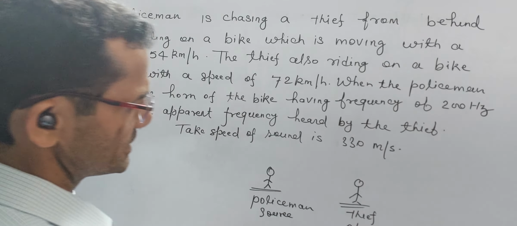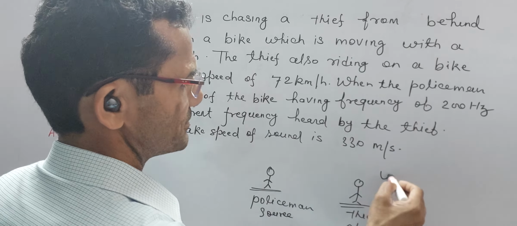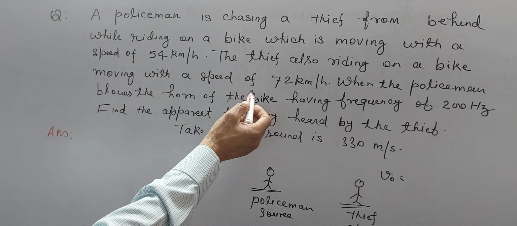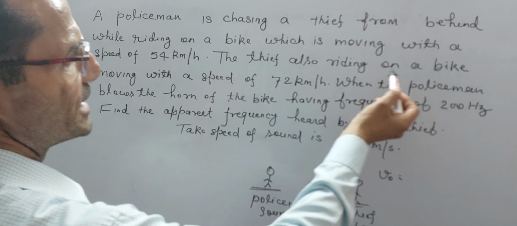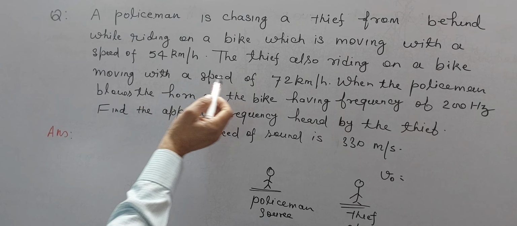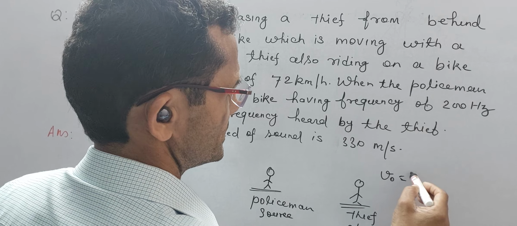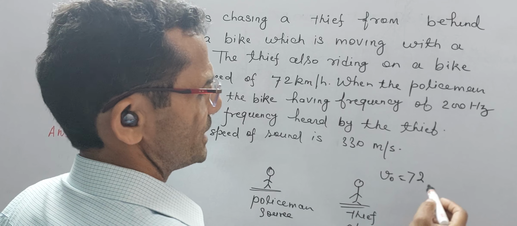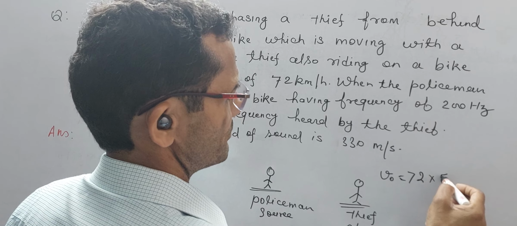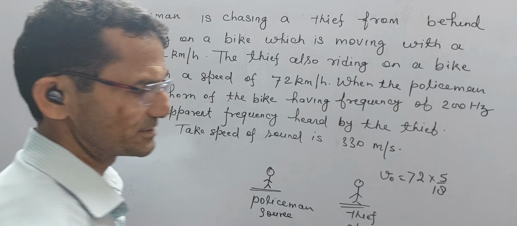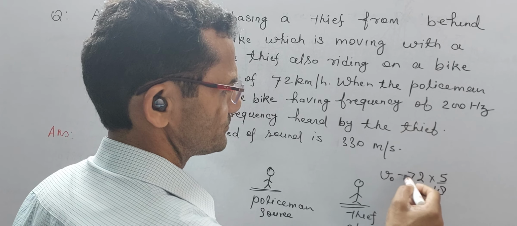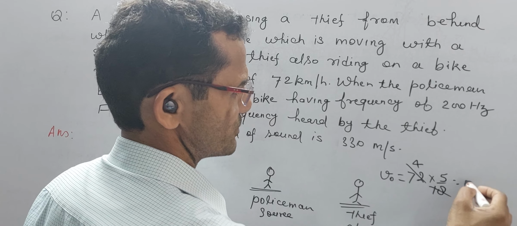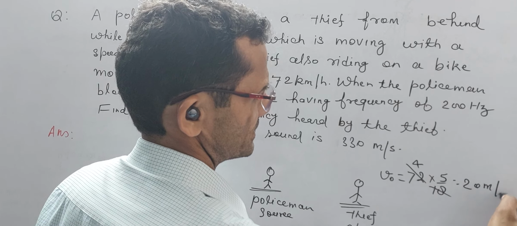Now it is already given that the velocity of the thief, which is the velocity of the observer, is 72 km per hour. The thief is riding on a bike moving with a speed of 72 km per hour. If I multiply by 5 upon 18, it will convert into meter per second. 4 into 5 is 20. It will be 20 meter per second.